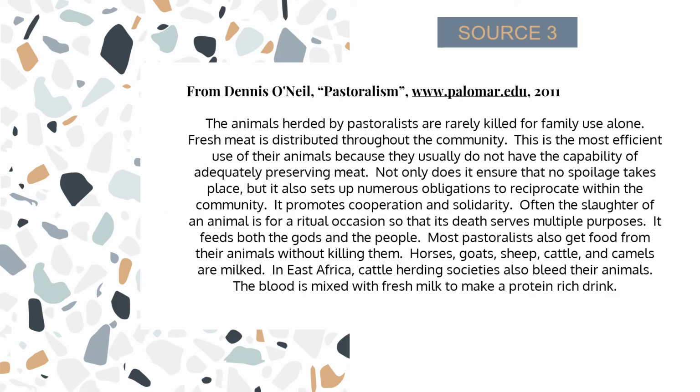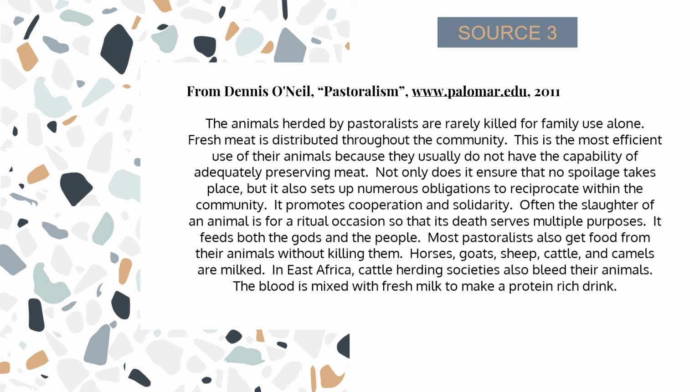All right, and then source 3 is a reading. It's also on your worksheet, so if you want to look at that, you can. But it's from Dennis O'Neill. It's called Pastoralism. It's published on a website in 2011. It says, the animals herded by pastoralists are rarely killed for family use alone. Fresh meat is distributed throughout the community. This is the most efficient use of their animals because they usually do not have the capability of adequately preserving meat. Right, so if you have an entire dead cow, your family can't eat all of that meat before some of it goes bad. They can't preserve it. So they spread it throughout the community.